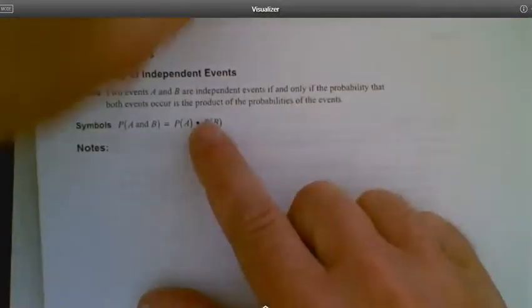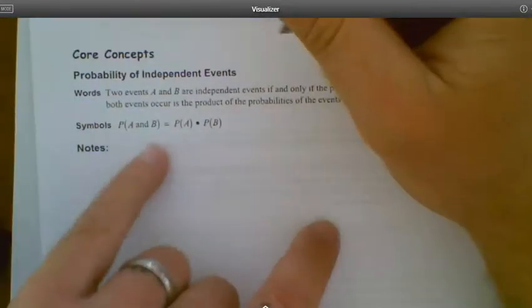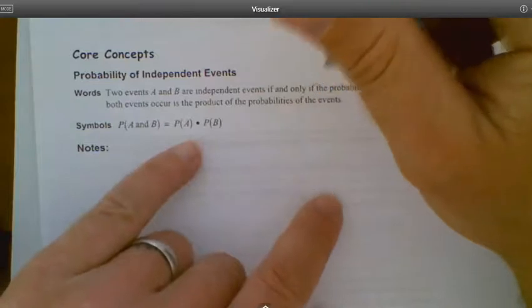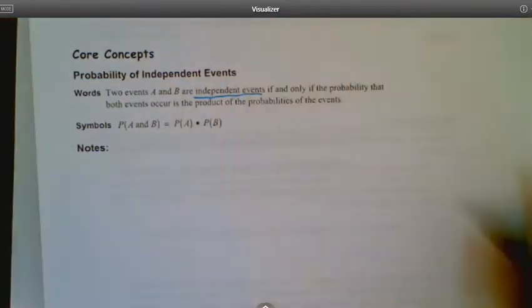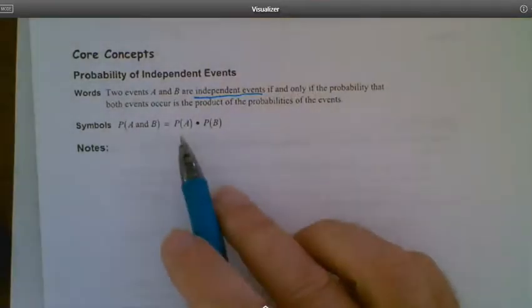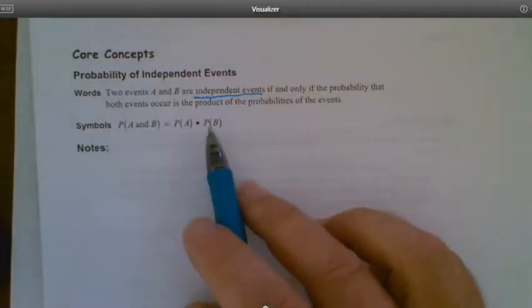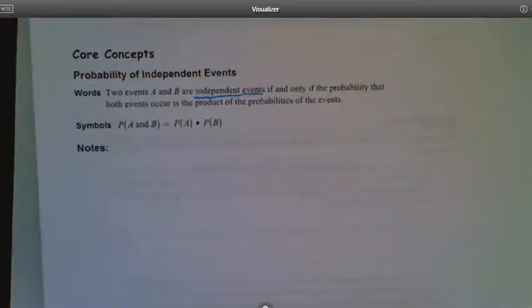So one thing to consider on this, and we've actually already done this before, we just didn't really give it the official formula yet. So when we have independent events, we simply multiply the two probabilities together. And that's really all there is to this formula.